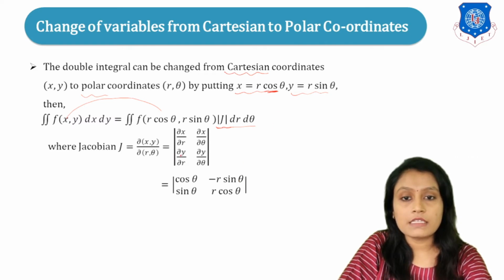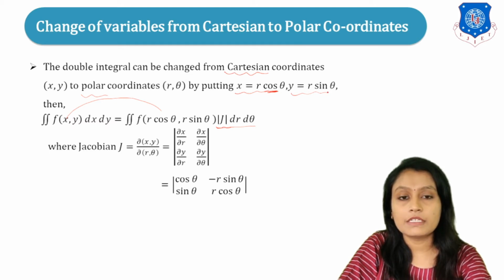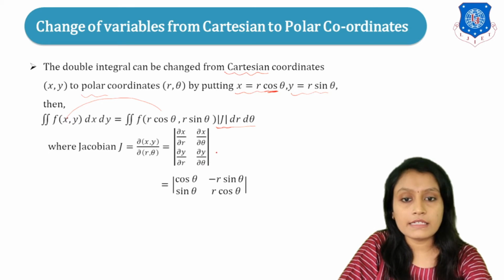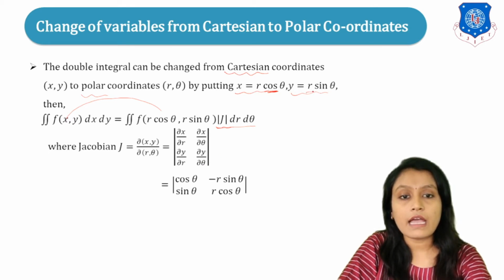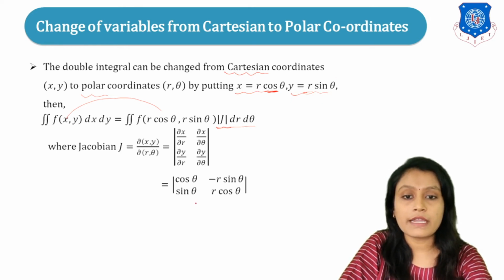Next we will find del y by del r, the derivative of y with respect to r, keeping theta constant. So you will get sin theta. And del y by del theta means the derivative of y with respect to theta, keeping r constant. We know the derivative of sin theta is cos theta, so you will get r cos theta. Now simplify this.